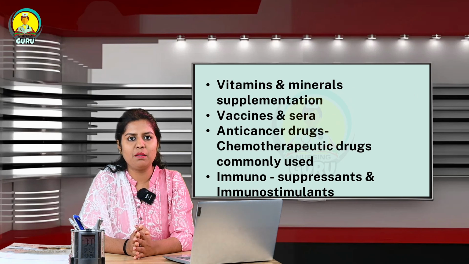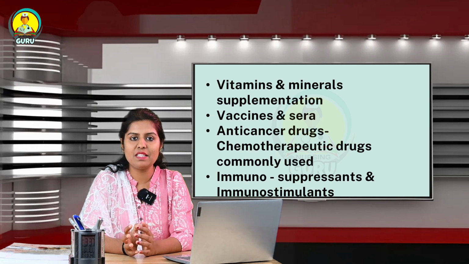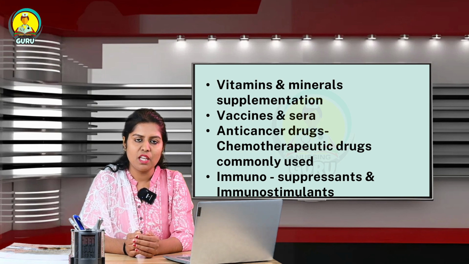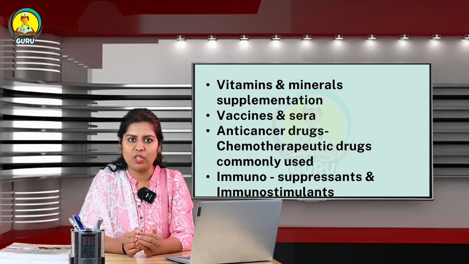Then vitamins and minerals, supplementation, vaccine and sera, immunization program, then anti-cancer drugs, chemotherapeutic drugs commonly used, immunosuppressants, immunostimulants, all these things we will see in Unit 6. Unit 6 is a very big chapter, so you need to study most of the things because several questions they will give from this unit.